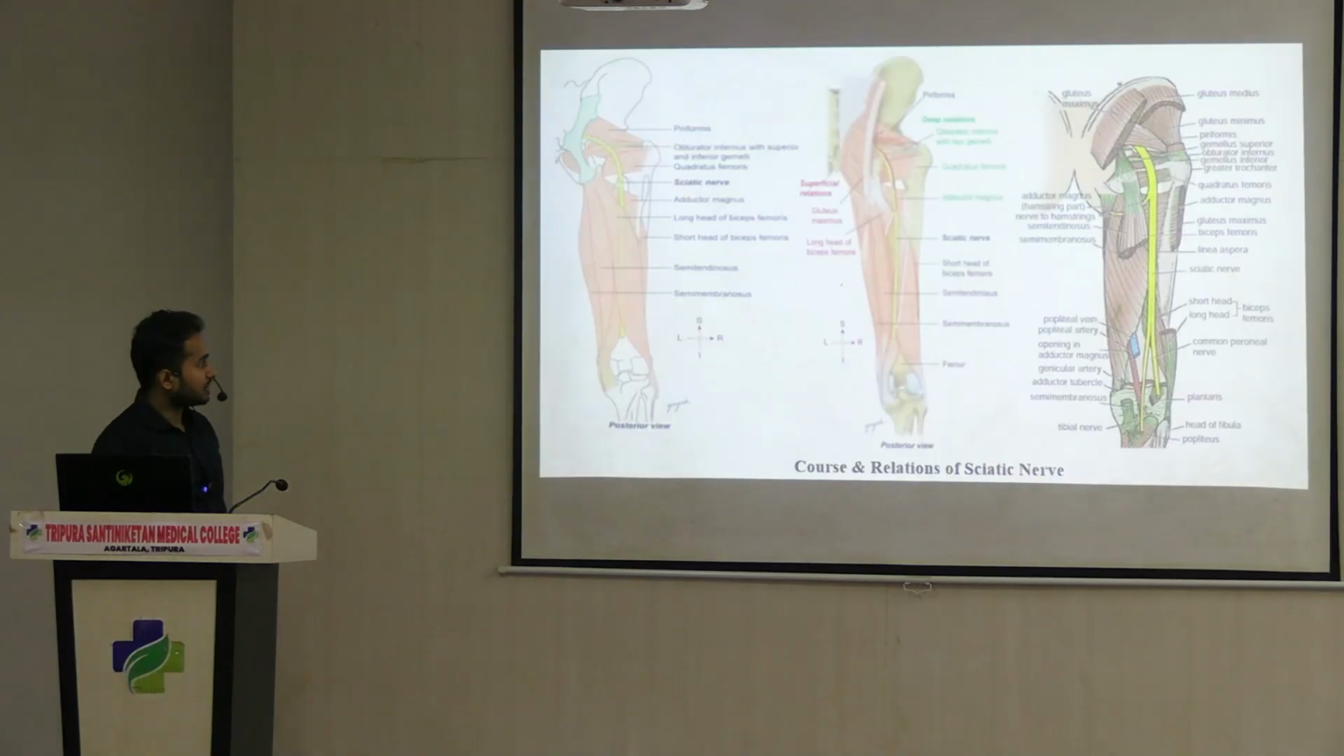Now here you can see the diagram. So see, this is the area where it is present in the gluteal pelvic region. Then it comes in the gluteal region, and then here you can see it is in the posterior compartment of the thigh. So these are the areas where this particular nerve is present, and you have to mention accordingly one by one.